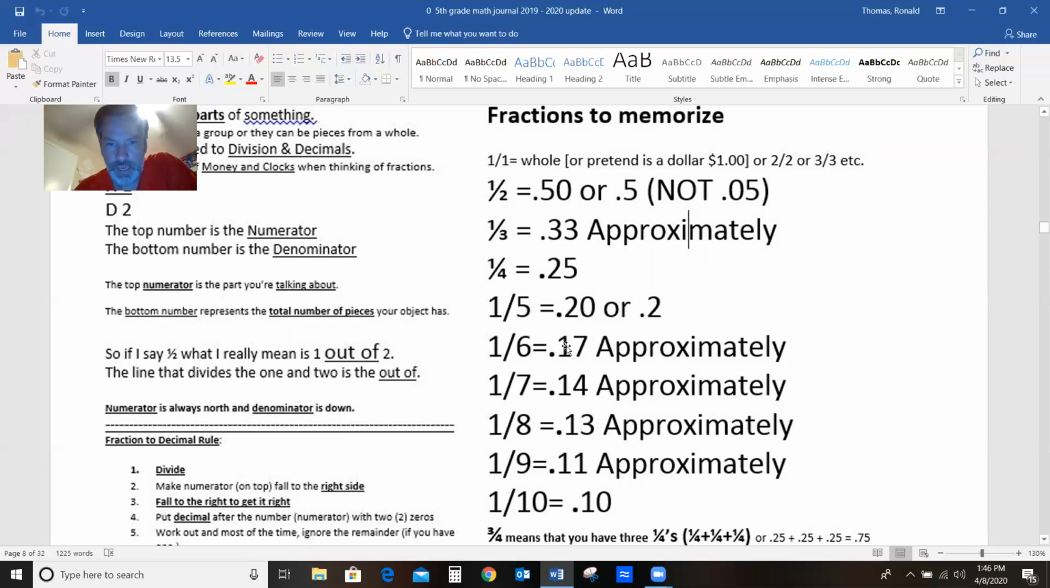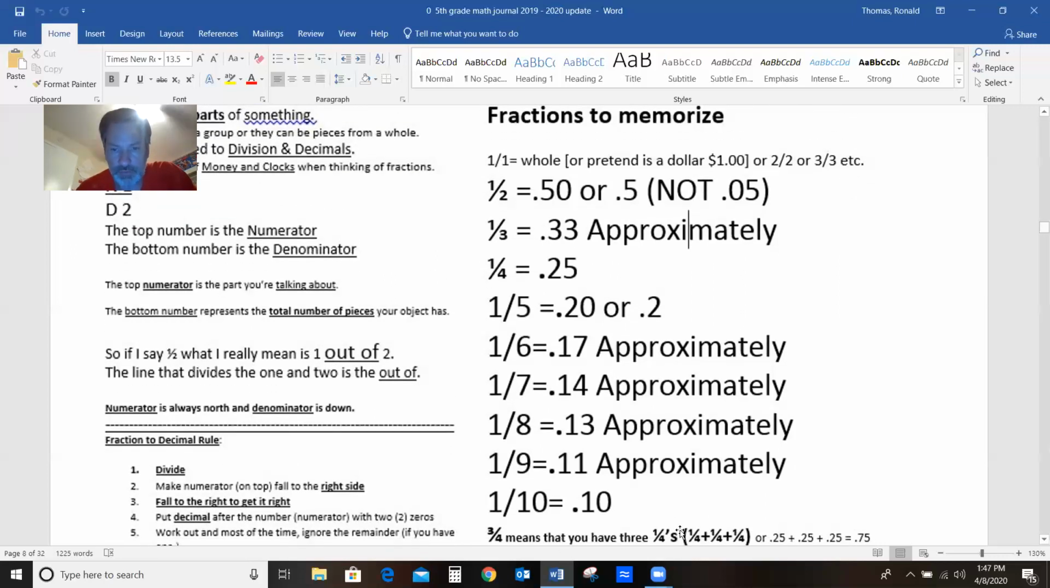Now, how can you remember 1/6 is decimal 17? We'll add 1 plus 6 to get 7. Get it? 17%. 1/7, think of 7 plus 7 is 14. 1/8 is decimal 13. Just got to kind of know that one. 1/9 is decimal 11, 11%, and 1/10 is exactly like a dime. 1/10, 10%.